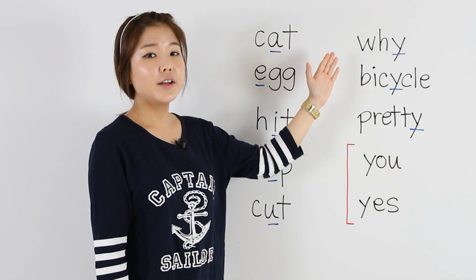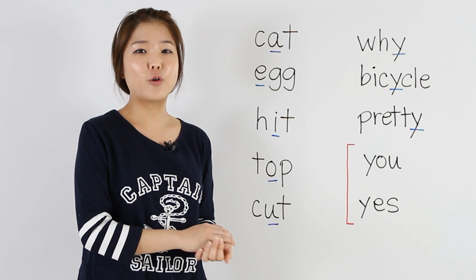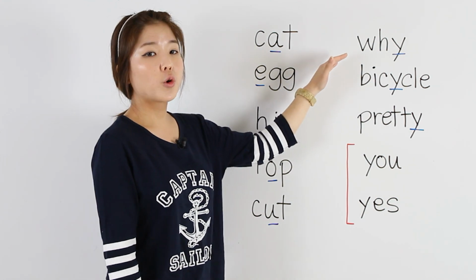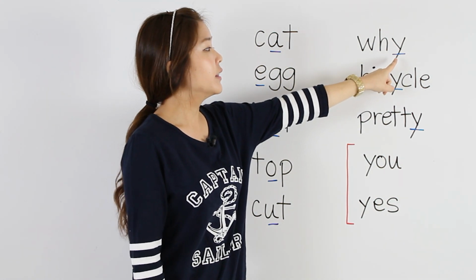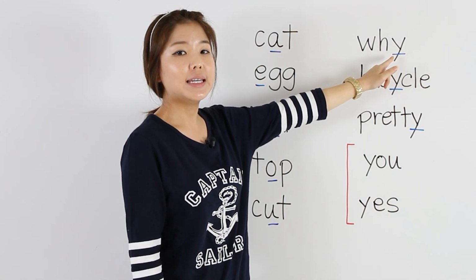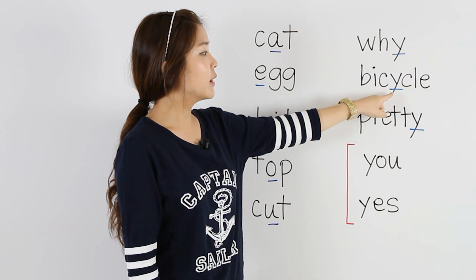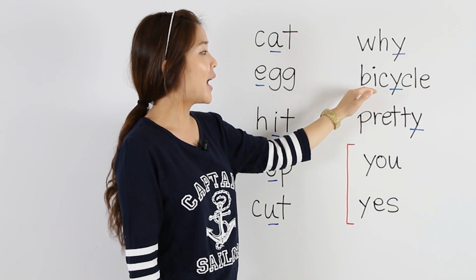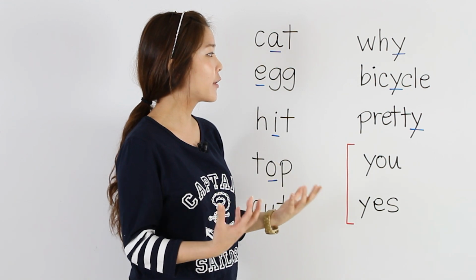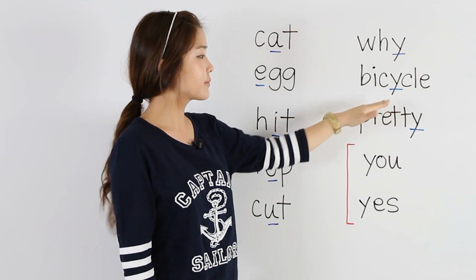Now, I said Y is a special vowel. That's because sometimes it's a vowel and sometimes it's a consonant. So let's look. In the word "why," the letter Y sounds like I, why. So it is a vowel. Bicycle, the letter Y sounds like I, bicycle. I is the letter I, right? It sounds like the letter I. So in this case, Y is also a vowel.